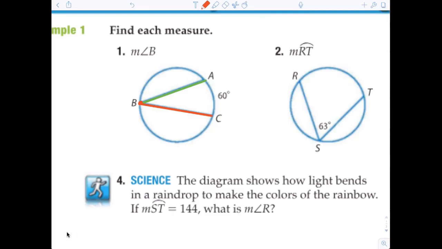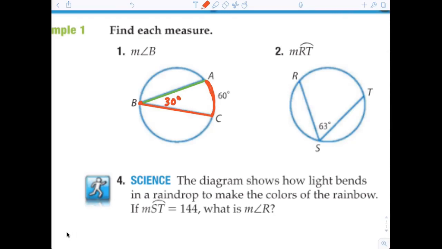What exactly is the intercepted arc? A right here is the intercepted arc. All right. And so angle B is considered 30 degrees. That's it. I know. It's very simple.